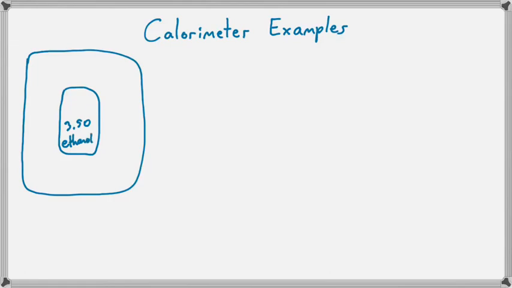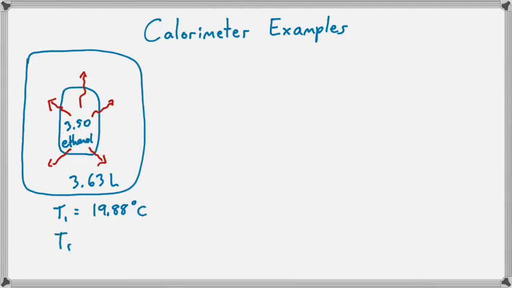And it's going to be burned. So this is an exothermic reaction. By looking at this, I can see the temperature of my water is going to increase. It tells me that the amount of water out here is 3.63 liters, and that its initial temperature was 19.88 degrees, and its final temperature is 26.18 degrees Celsius. So there's the information that I'm given, and what they want me to find is the molar enthalpy.